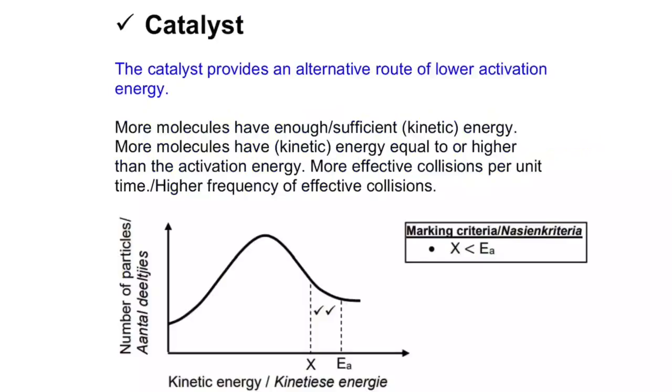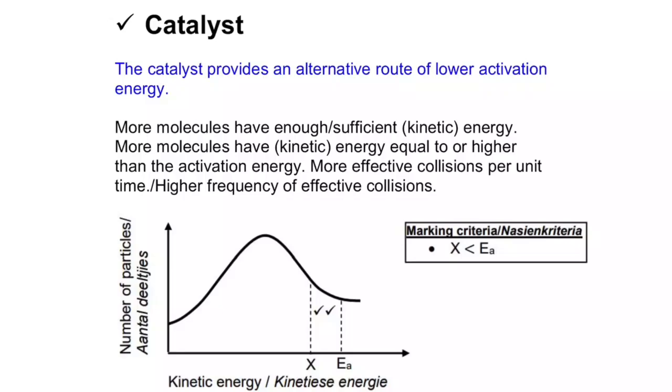The last factor that affects the rate of reaction is a catalyst. The catalyst provides an alternative route of lower activation energy, right? And then because the activation energy has been lowered, more molecules have sufficient kinetic energy, that is, the kinetic energy is equal to or greater than the activation energy, and more effective collisions per unit time will therefore occur.